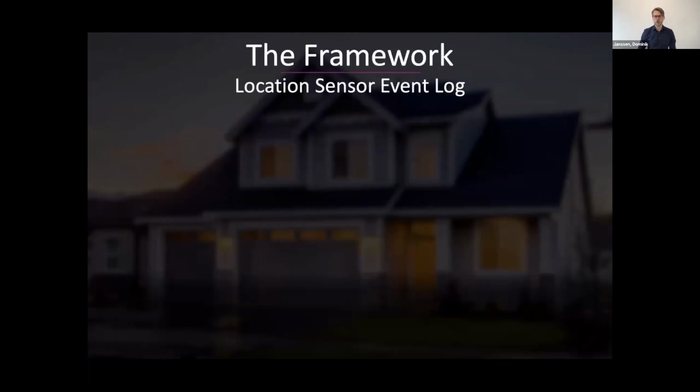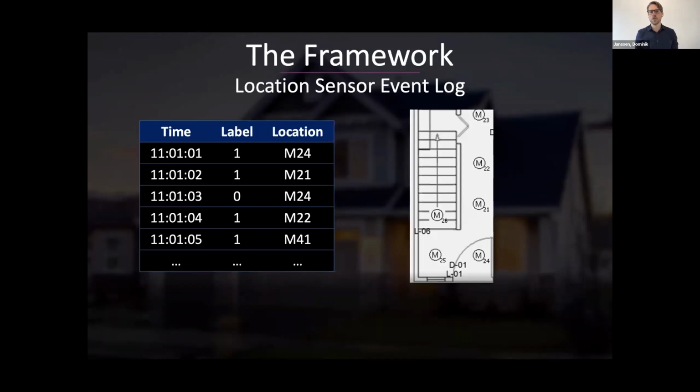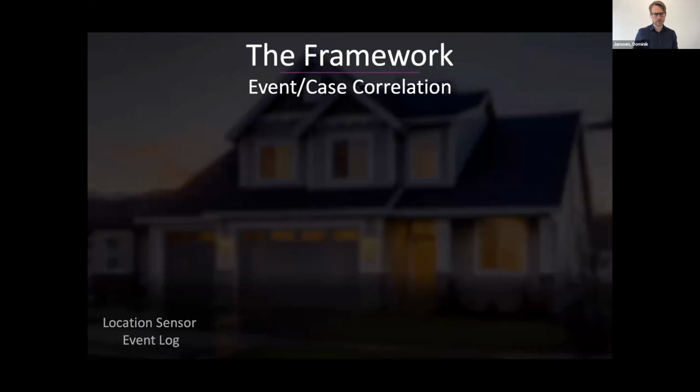We came up with a framework. It all starts with the location sensor event log. That's what I just mentioned: the data recorded by the smart home is whether a sensor was activated or not, the name of the sensor, and the time when that happens. And because we do have a map, we can know where that very sensor is, have spatial information, and calculate distance between those sensors. That gives us our entry point for our framework, the location sensor event log.